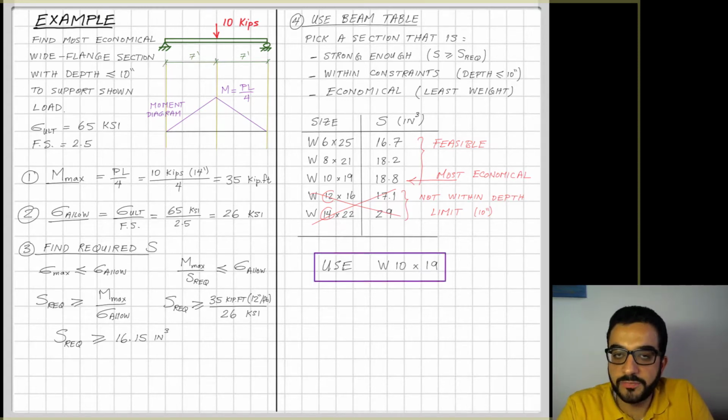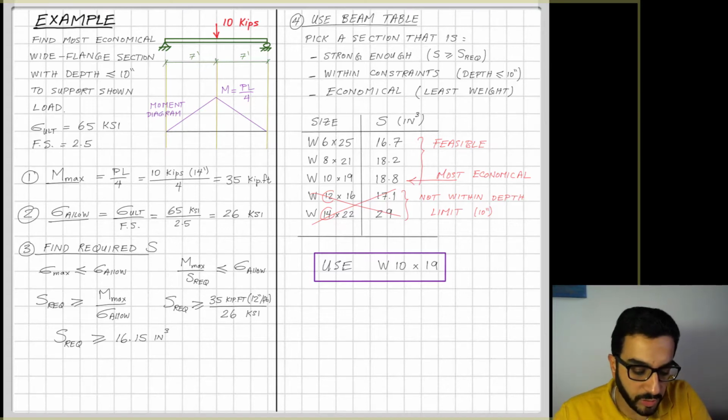It has 19 pounds per every linear foot of the beam, compared to, let's say, W6 25 has 25 pounds per linear foot of the beam. So W10 19 is my recommendation here.